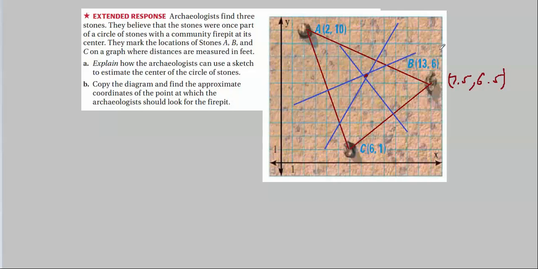So, in this kind of an application, I'm pretty sure that sketching it and being approximate is plenty good enough. So I'm guessing the approximate answer they're looking for is like 7.5, 6.5. That's what I get when I draw it in. And when they say approximate, well, you're free to do things like that, I believe. That's my interpretation of approximate.